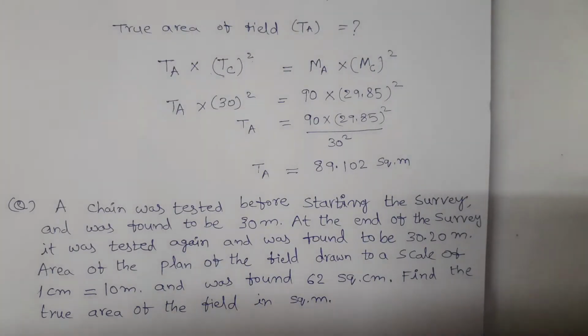A chain was tested before starting the survey and was found to be 30 meters. At the end of the survey, it was tested again and was found to be 30.20 meters. Area of the plan of the field drawn to a scale of 1 centimeter is equal to 10 meter was found 62 square centimeter. Find the true area of the field in square meters.